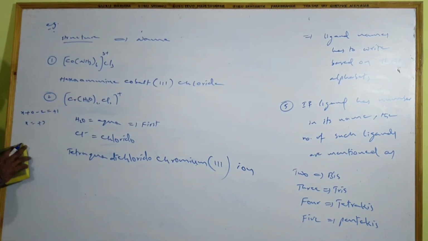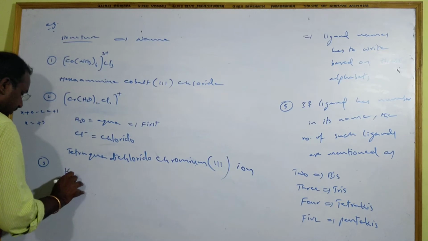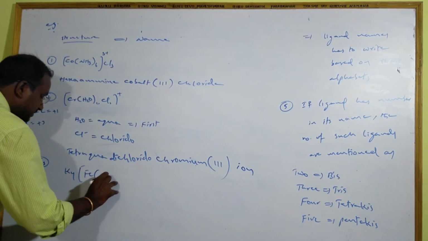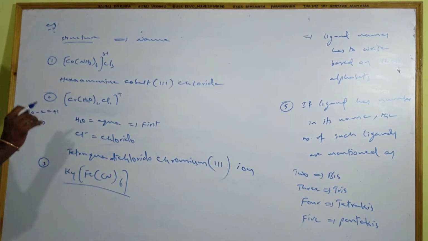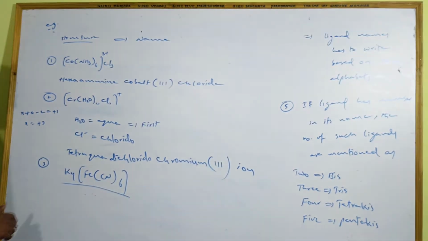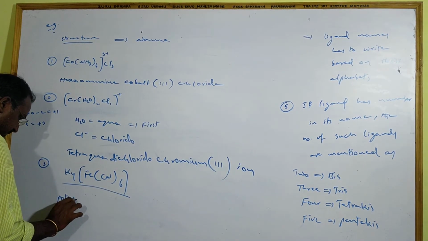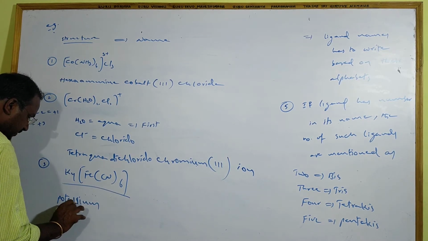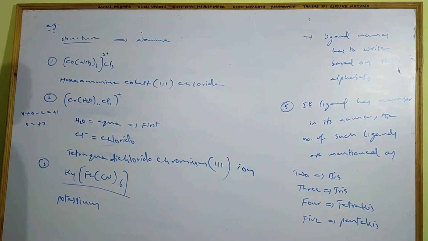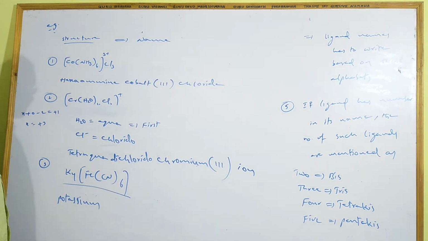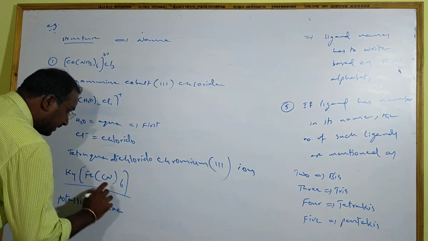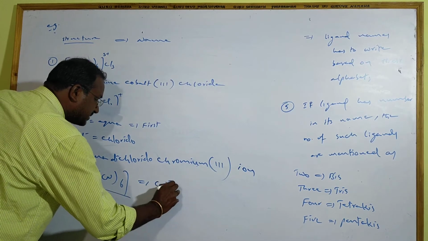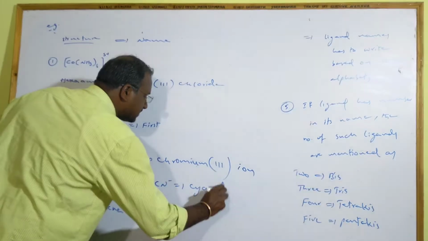And one more, a third example. K4 Fe CN 6 times. Another example. First rule, the cation is potassium. We write the name as it is, because whether it is simple or complex, first we have to mention the cation name. So I wrote potassium. After that, the anion is complex. If a complex is there, first we write the ligand names. How many ligands are there? Six. CN minus means cyanido, because it is cyanide.